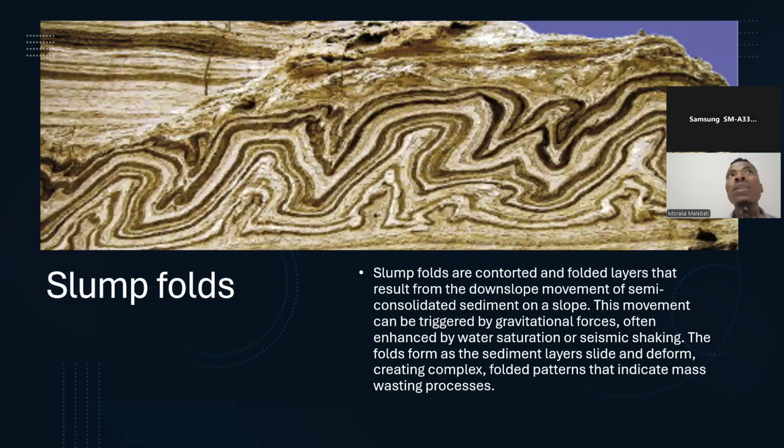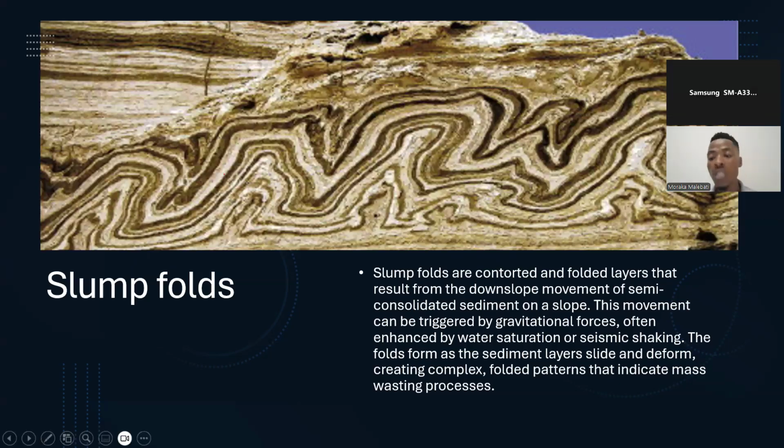So when those things are still saturated with water, gravity will play a role. This movement can be triggered by gravitational forces, often enhanced by water saturation, because these sediments are denser since they are having the water. They are water saturated. The faults form as the sediment layers slide and deform, creating complex folded patterns that indicate mass wasting processes. This is what you call the slump faults.